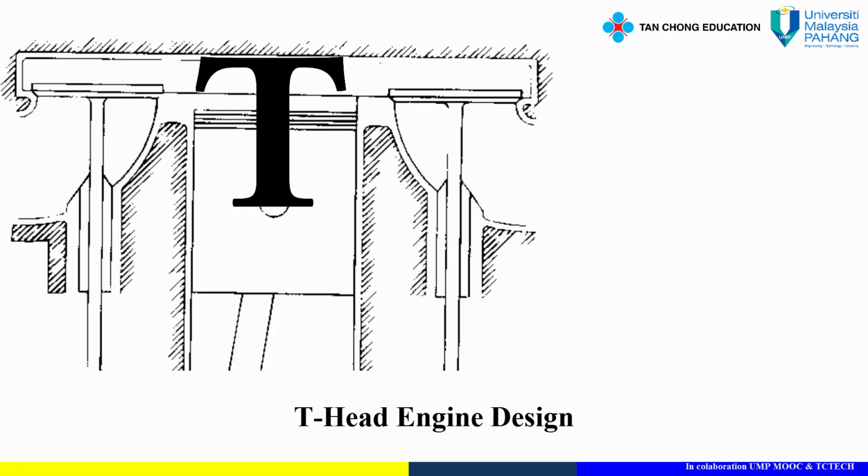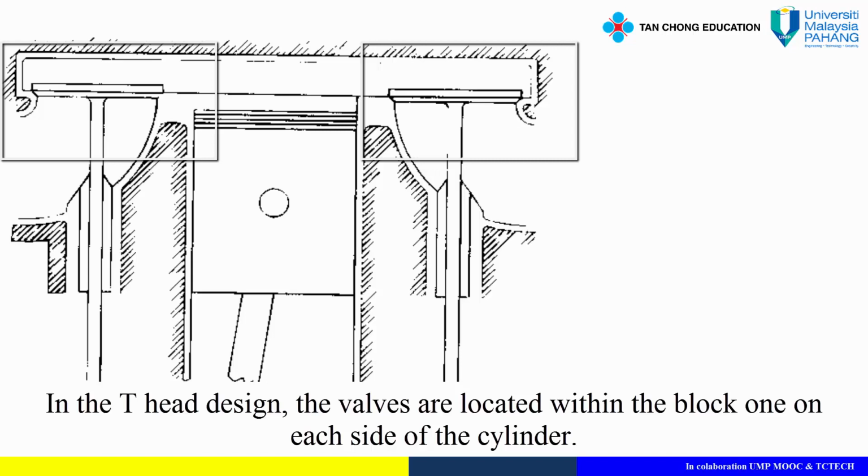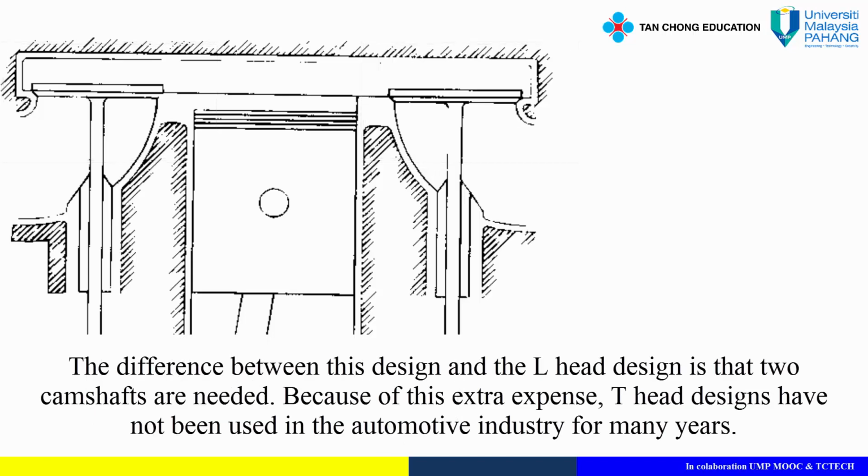T-head engine design. In the T-head design, the valves are located within the block, one on each side of the cylinder. The difference between this design and the L-head design is that two camshafts are needed. Because of this extra expense, T-head designs have not been used in the automotive industry for many years.